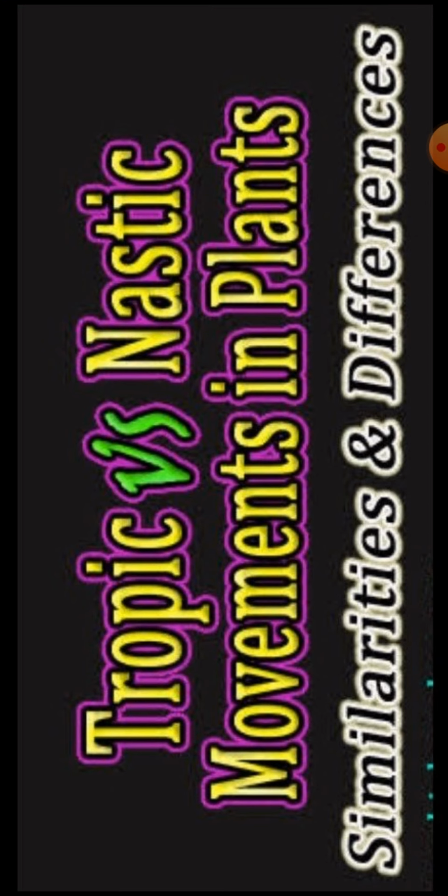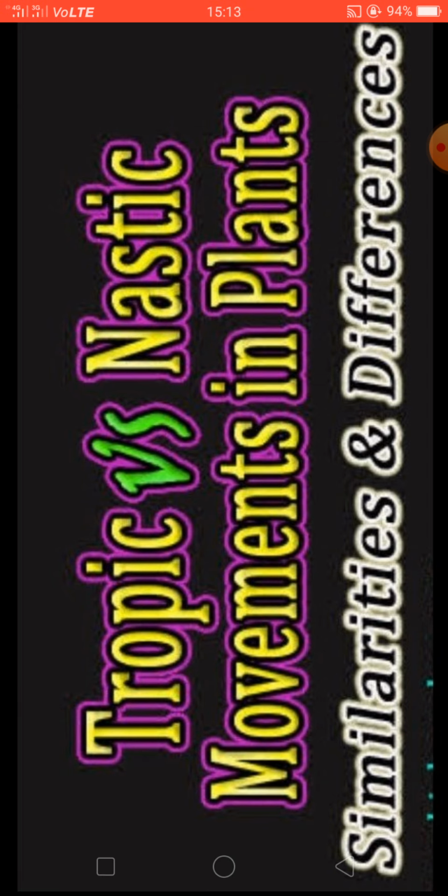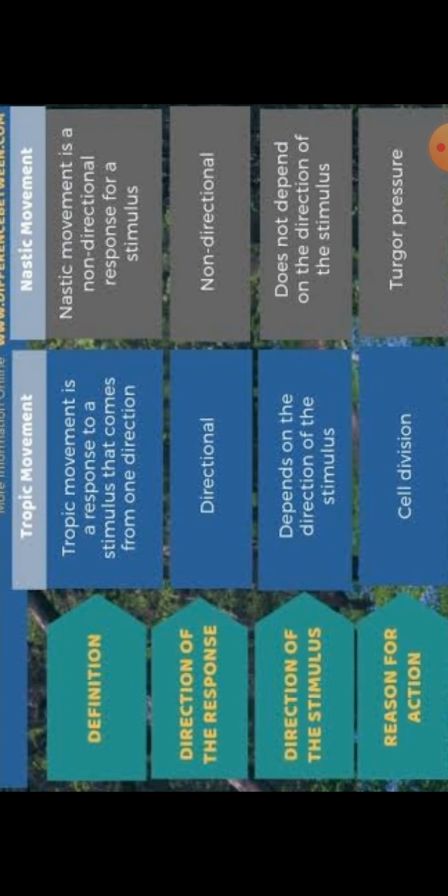Students, in this lecture we will discuss the difference between trophic and nastic movements. We have seen what trophic movements are, and we have also discussed what nastic movements are in plants, how they occur, what the different types are, and how they differ. We have studied everything in detail. Now in this lecture we will compare both movements and see what the differences between these two movements are. So first let's talk about the definition.